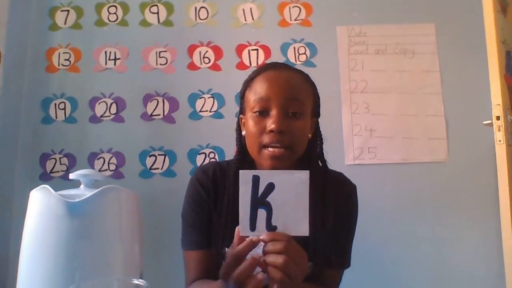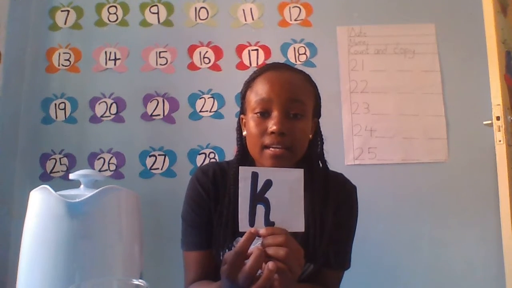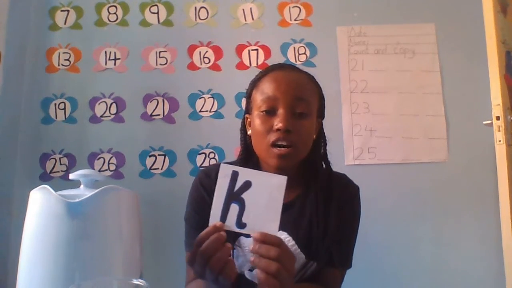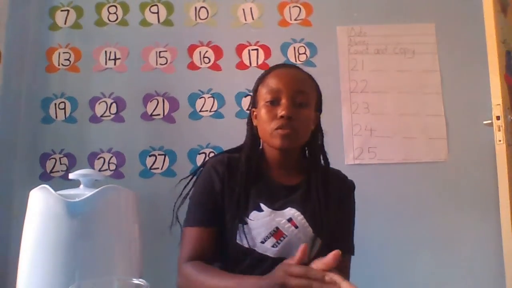Also, I have another sound here, which is sound K. Can you say K? K for key. I have the key here. Have you seen the key? We use the key to lock and unlock the door. Okay? Say K for key. K for key. Very good, children.